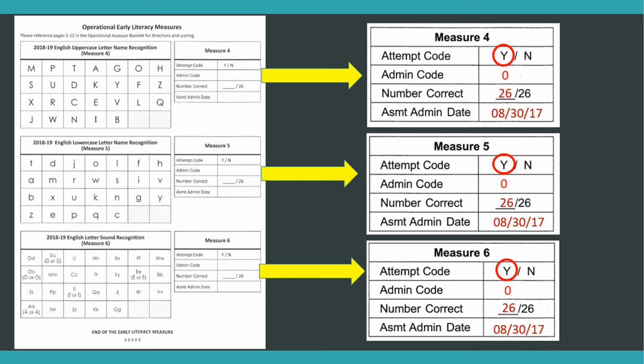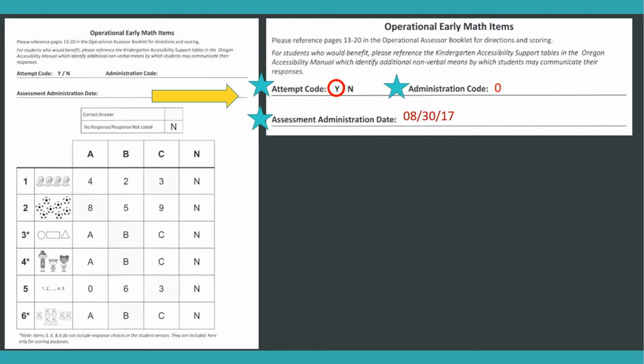When filling out the early literacy portion, each measure needs an attempt code, an administrative code, number the student was correct, and finally the date the assessment was administered. When filling out the early math portion, each measure needs an attempt code, an administrative code, and date the assessment was administered.